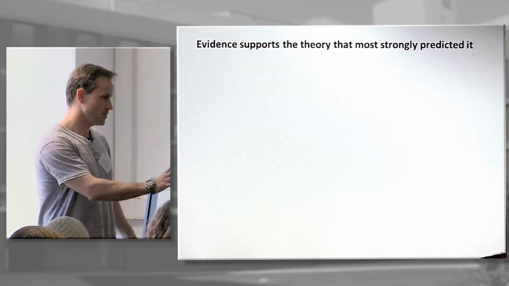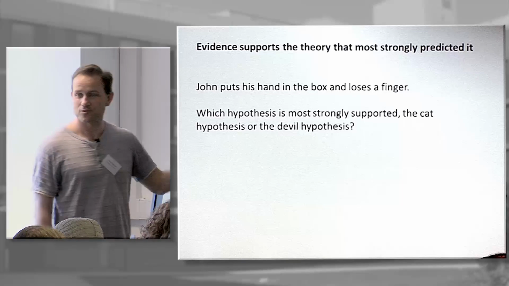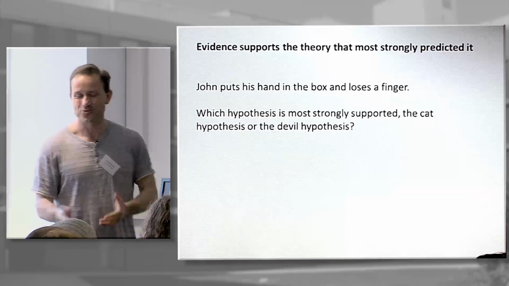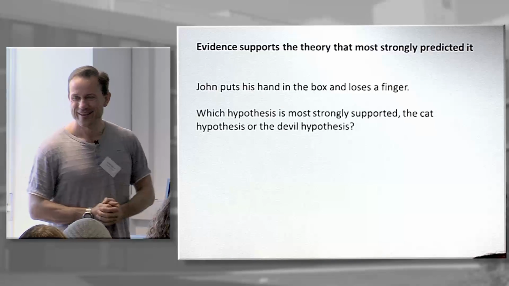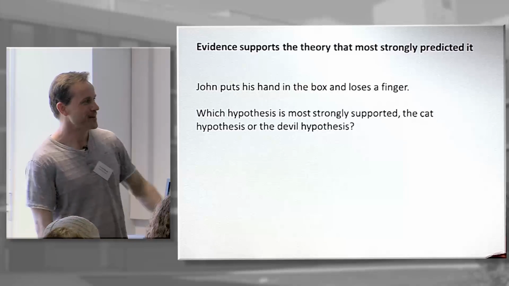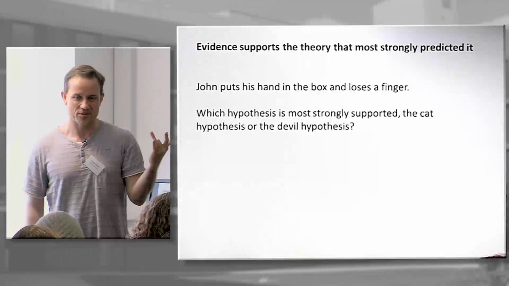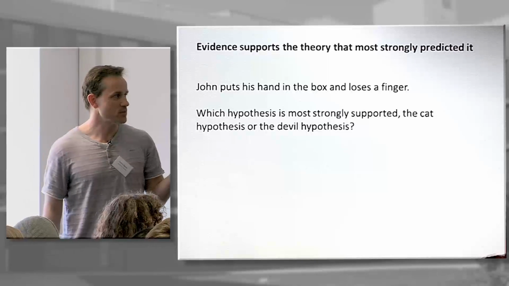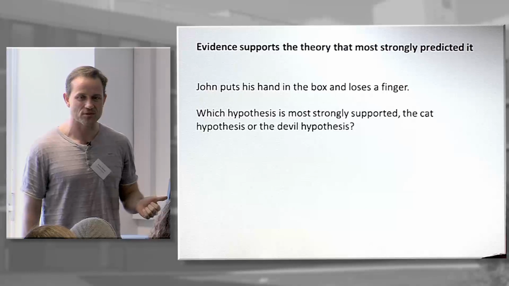So let's say I put my box on the table. Actually, I had John there. I didn't realize John Williams would be here. But let's just say it's John. Randomly selected. John puts his hand in the box. He takes it out. There's only 4 fingers there. So which hypothesis is most strongly supported? The cat hypothesis or the devil hypothesis?